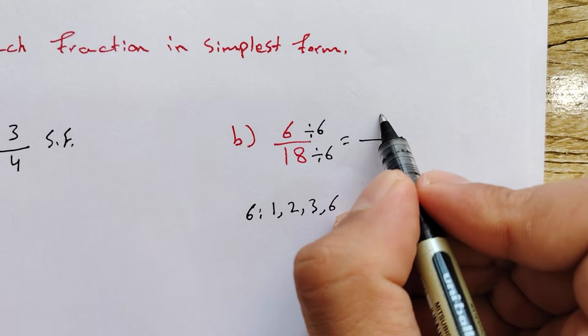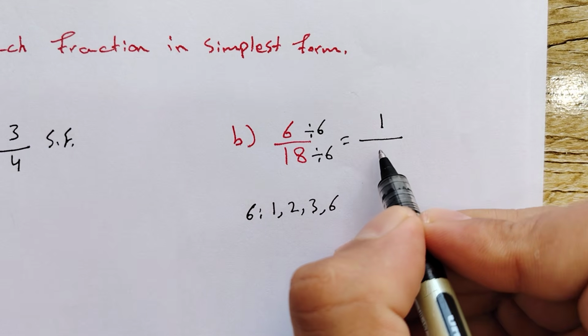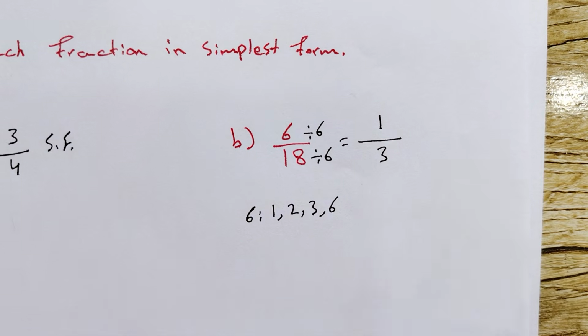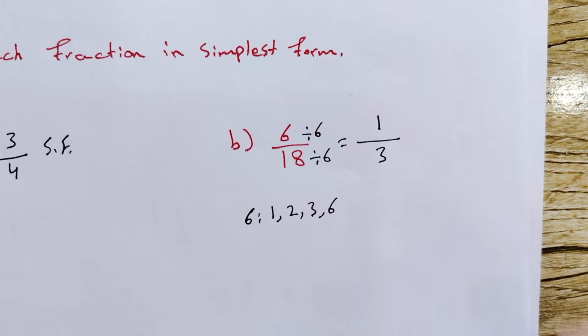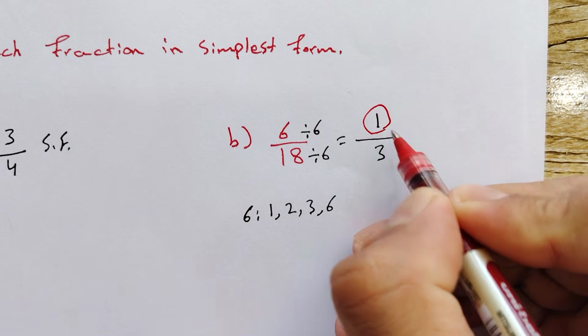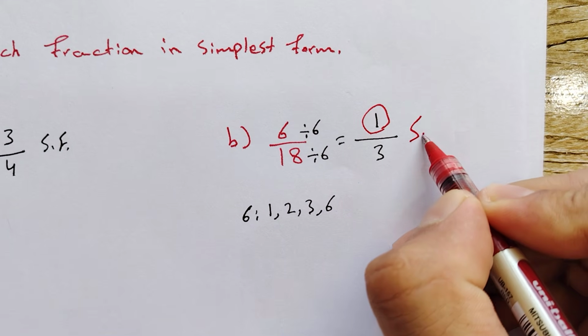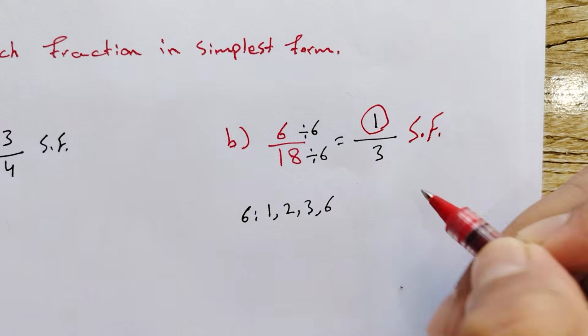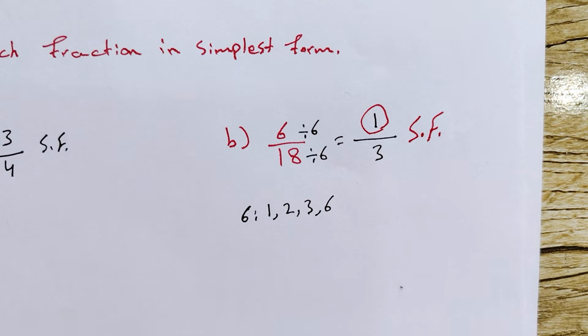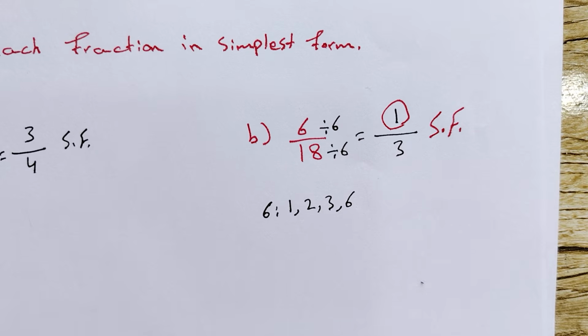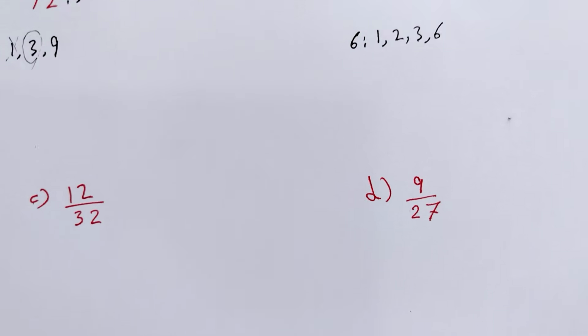Now 6 divided by 6 will be 1. 18 divided by 6 will be 3. And a note, whenever you see the numerator 1, this fraction is already in the simplest form. We cannot simplify it anymore, because 1, we cannot divide 1 by any number except 1. And we said we don't divide it by 1.